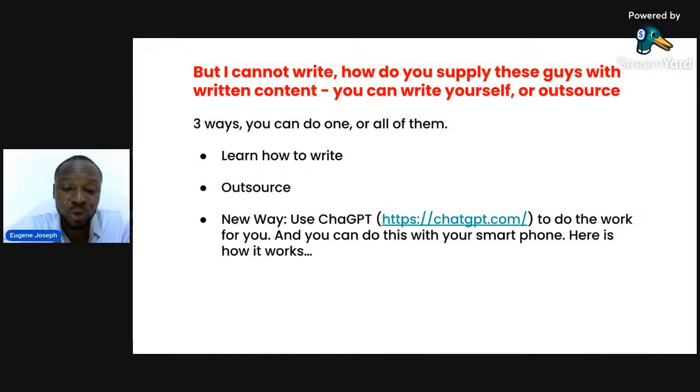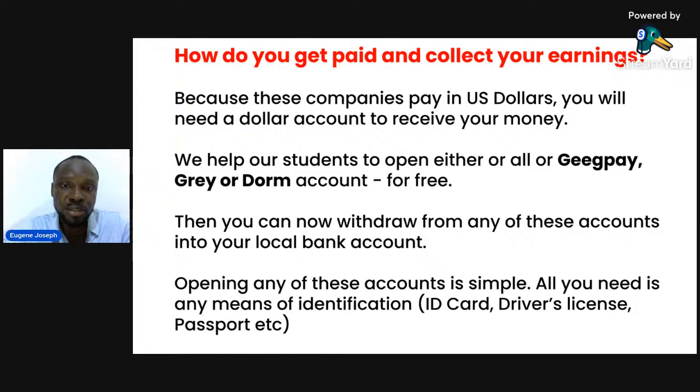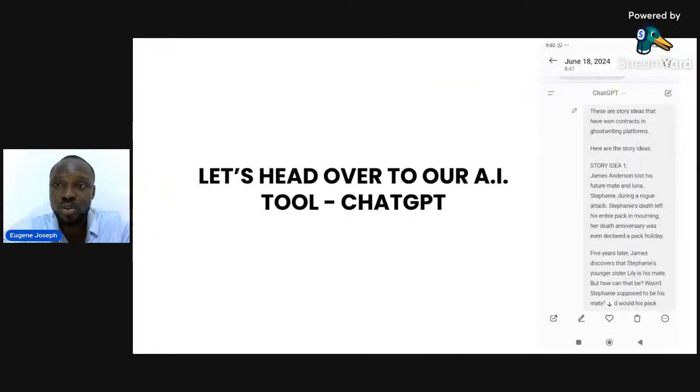Please use ChatGPT only for the plot outline, not for the main story itself. In fact, let me show you how it works. And you can do it with your smartphone. Let's log into our AI tool, ChatGPT. You can see the spelling here, ChatGPT. So let's head over to the AI tool. I'll share my screen once again.